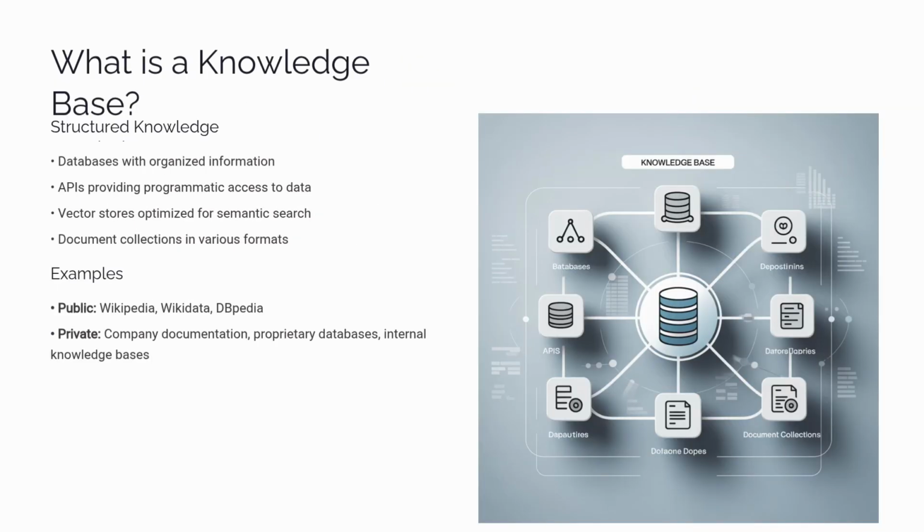A knowledge base is a structured repository of information. It includes databases, APIs, vector stores, and document collections. Examples range from public sources like Wikipedia to private company documentation and proprietary databases. These repositories facilitate organized access and retrieval of data.